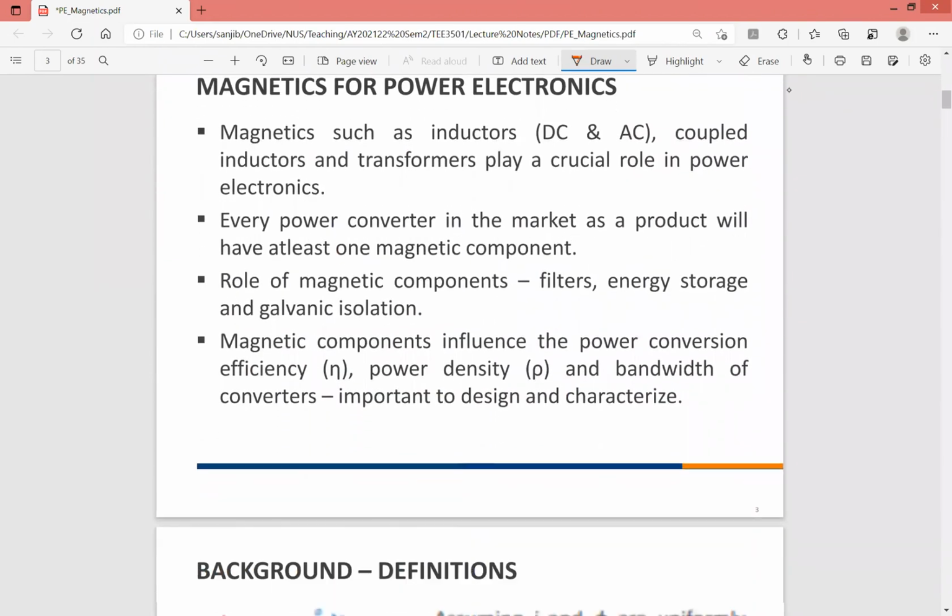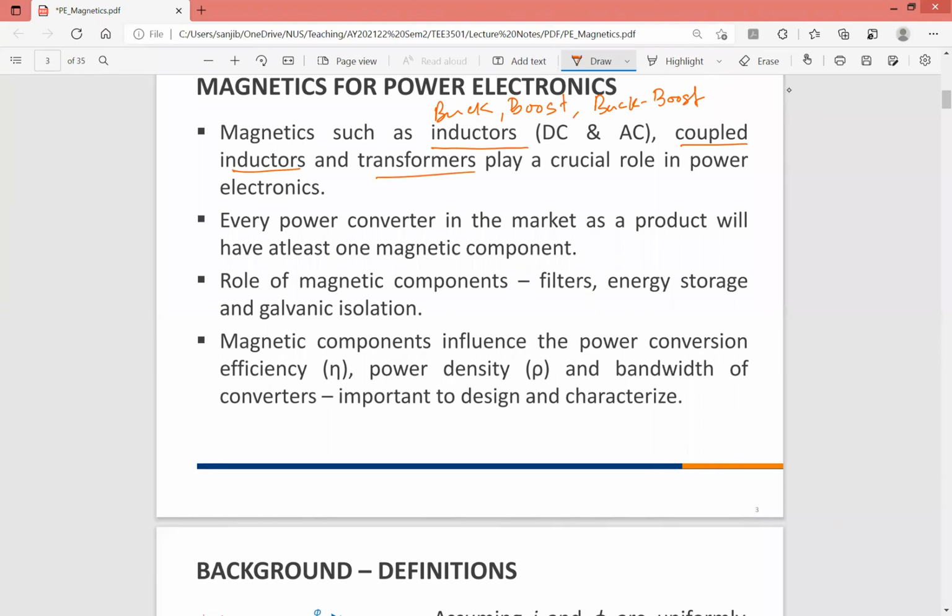Now, like I said, magnetics for power electronics include inductors, which are just single inductors, as I said, in a buck converter, boost converter, or buck-boost converter, right? So we already saw that pure inductors are used. Then we also see there are coupled inductors or transformers. Now, what is the difference? Maybe somebody can tell me.